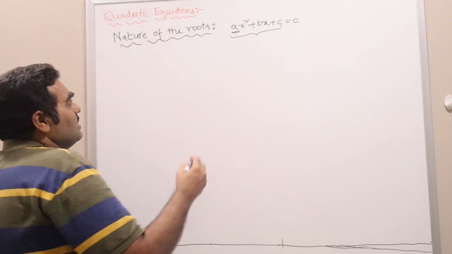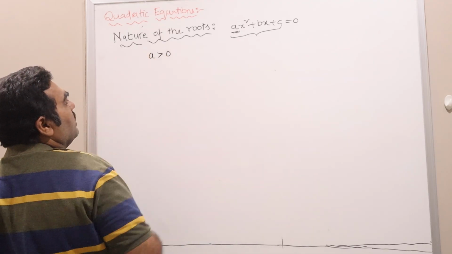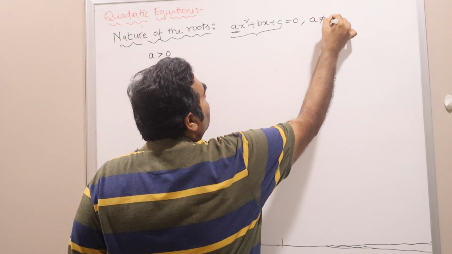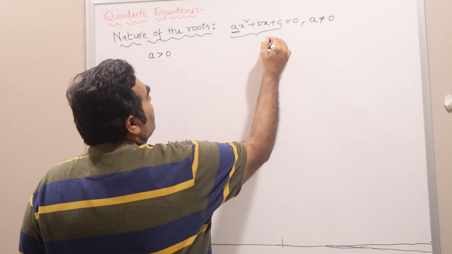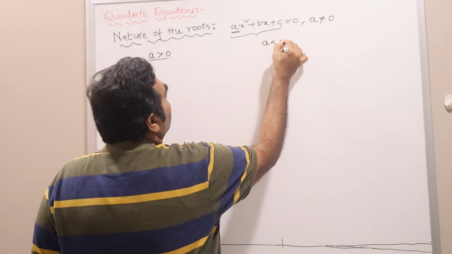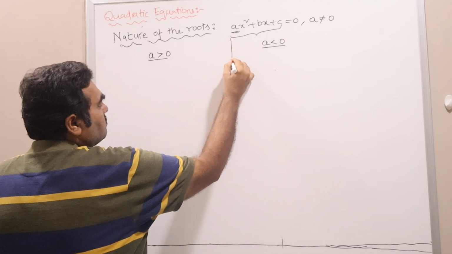Now let us recap what we discussed the other day. A should be non-zero. A should not be equal to 0. If A is not equal to 0, then it can be either positive or negative. Let us consider various cases here.